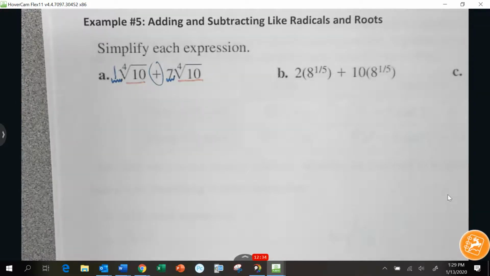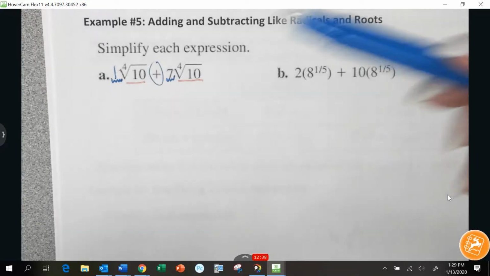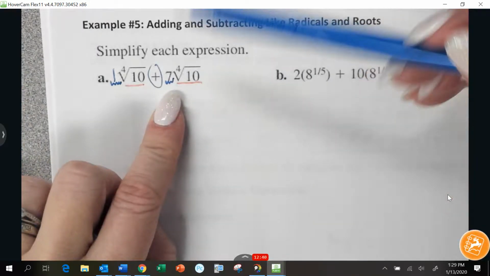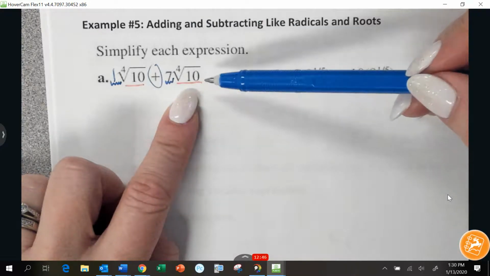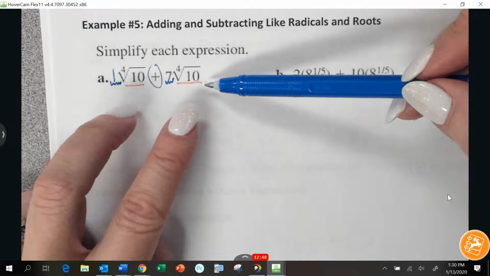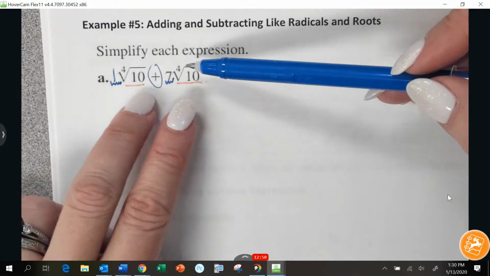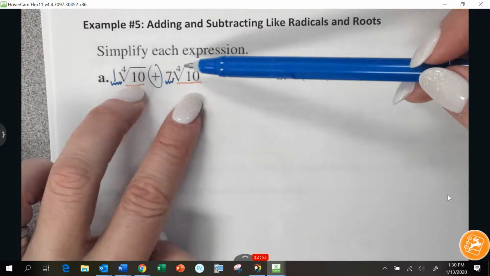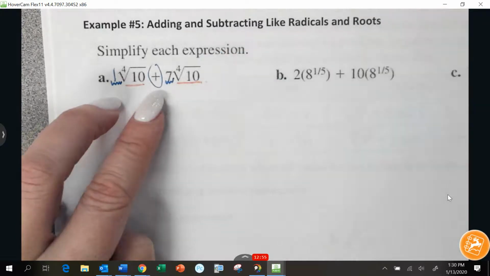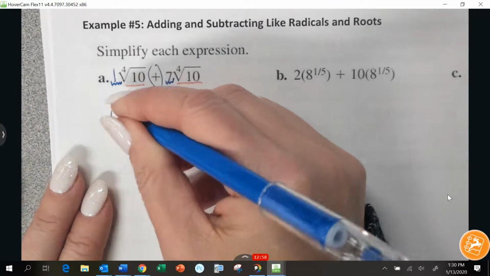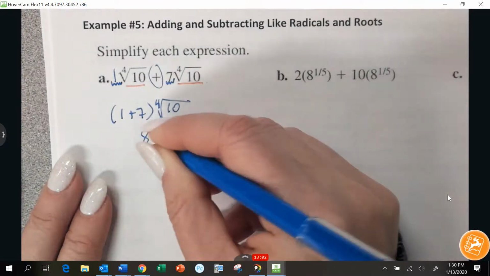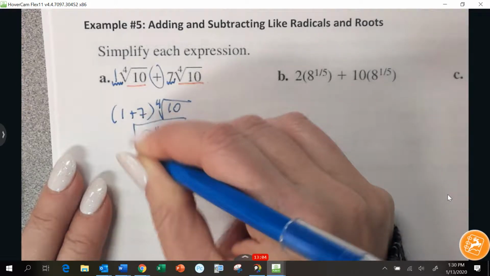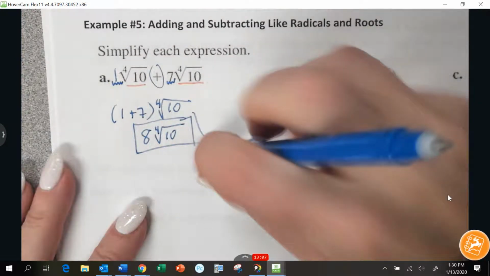We're on example 5. So on my second term, I have 7 for my coefficient, and I have 4th root of 10. Okay. So I do have like terms. If I have like terms, I can add how many of those like terms I have. So I have 1 plus 7, 4th root of 10. So I have 8, 4th root of 10. That's what you do for addition.